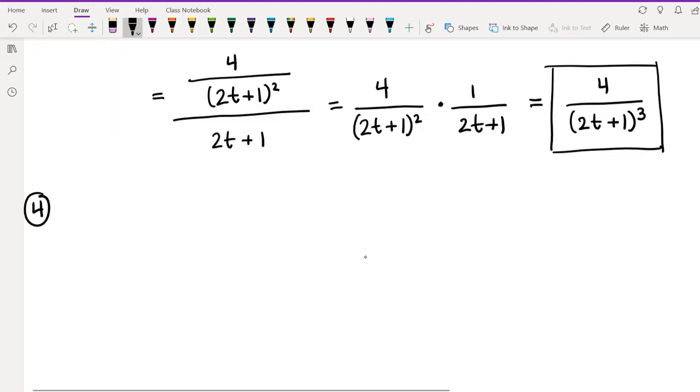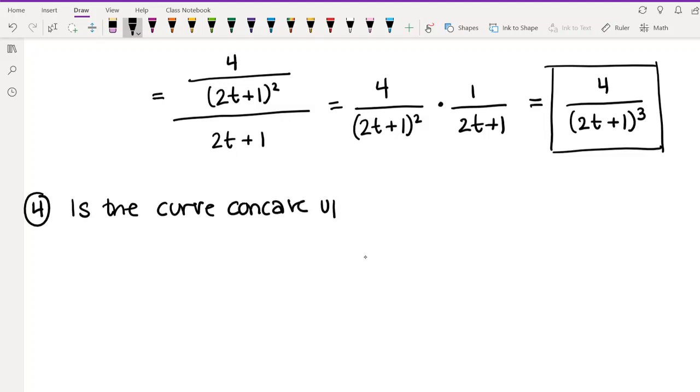So let's find the concavity. Is the curve concave up or concave down when t is equal to 1? So we already know what that point is on the graph, right? It was the point (2, 0). So how would we figure that out?